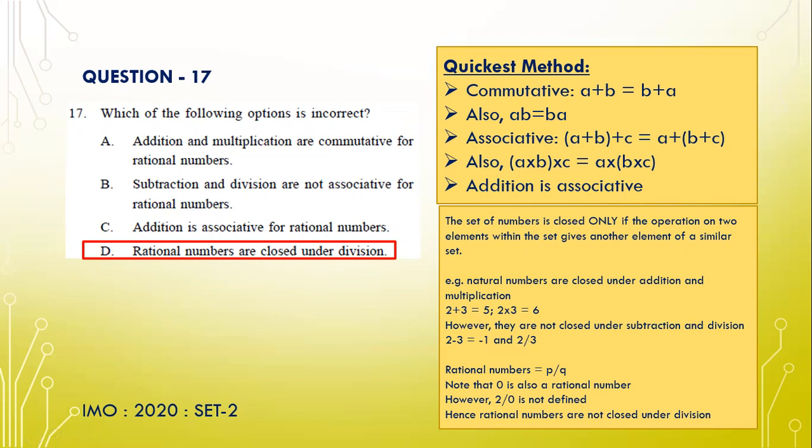So rational numbers are not closed under division, because P upon Q, Q could be 0. So 2 upon 0 is not defined, isn't it? 2 upon 0 is not defined. It is not one of the rational numbers set, and hence rational numbers are not closed under division. So option D is incorrect. Rational numbers are not closed under division.